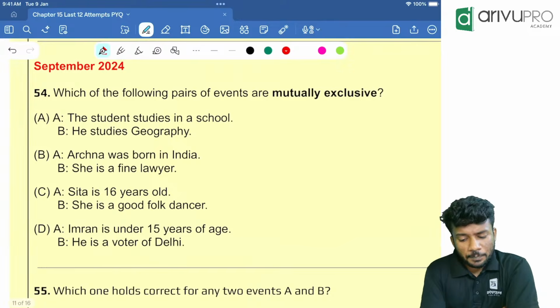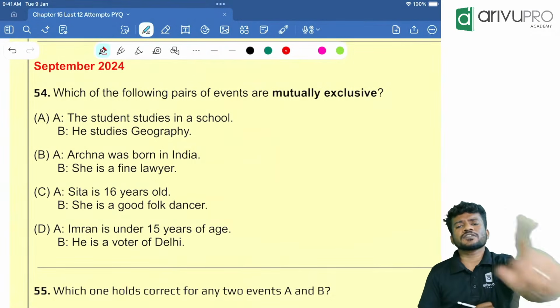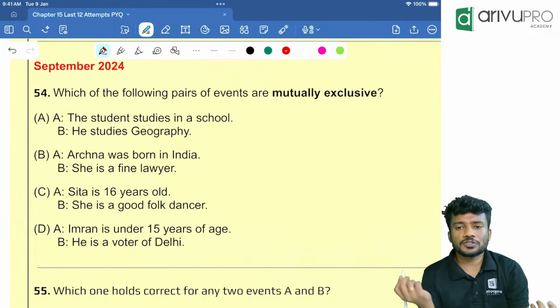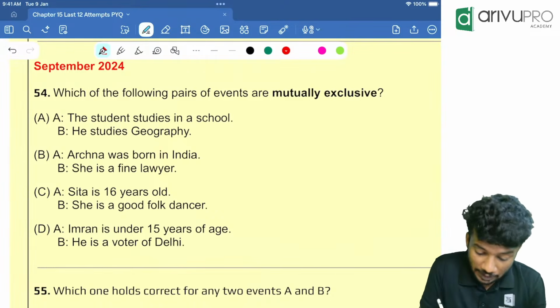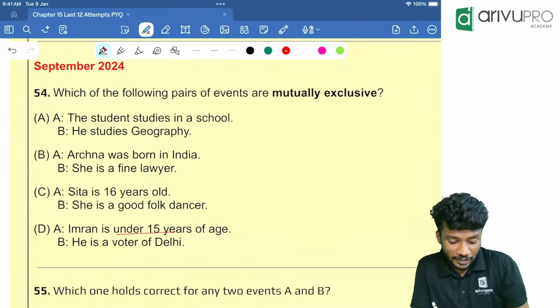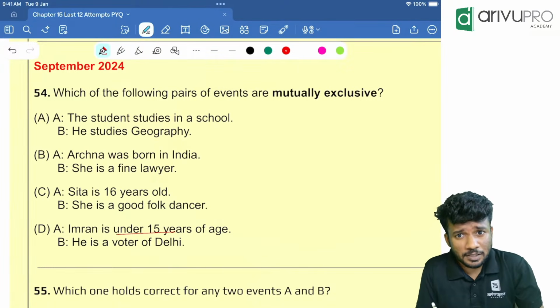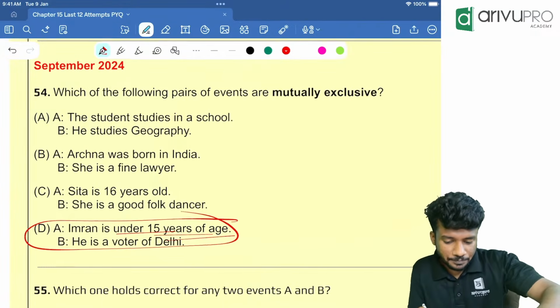Which of the following pairs of events are mutually exclusive is the question. Mutually exclusive means their intersection should be 0. Look at option D. Imran is under 15 years of age. He is a voter of Delhi. Is that possible? Can a person less than 18 vote? Nope. That means option D is your answer.